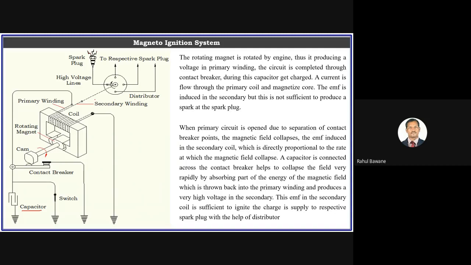Now, if there is no battery, whatever the current source of energy is, it is itself produced by the magneto system. In battery ignition, the primary source is the battery, but here the primary source itself is the magneto.